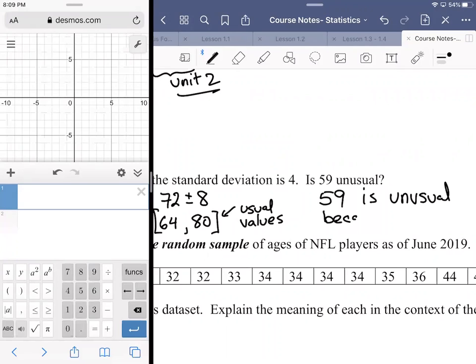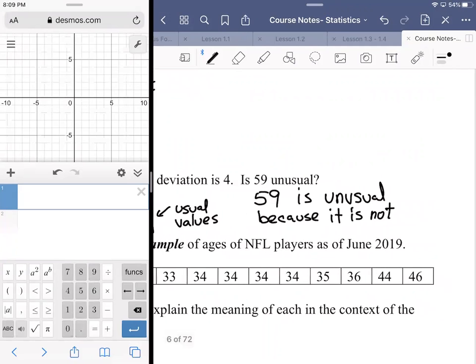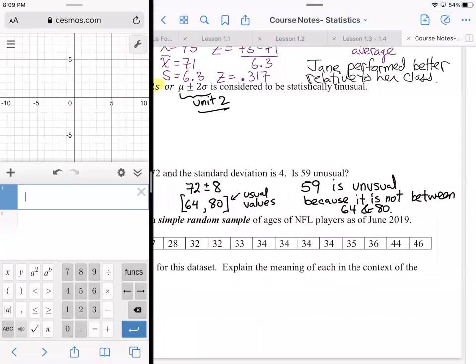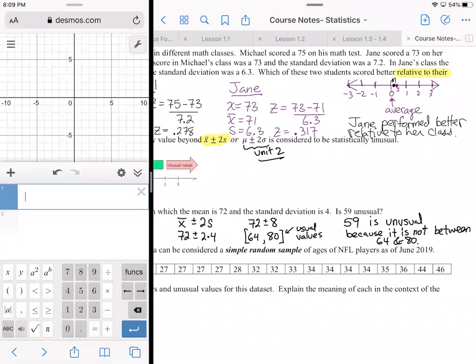because it is not between 64 and 80. Now, 64 and 80 inclusive, but it's already wordy enough. Inclusive as in if it were 64 or 80, it would still be a usual value. So 64 and 80 are still ordinary or usual values. It's anything less than 64 and anything more than 80 that would be considered unusual.